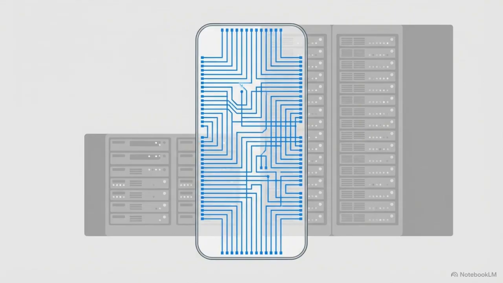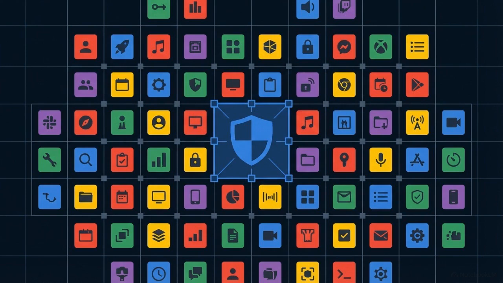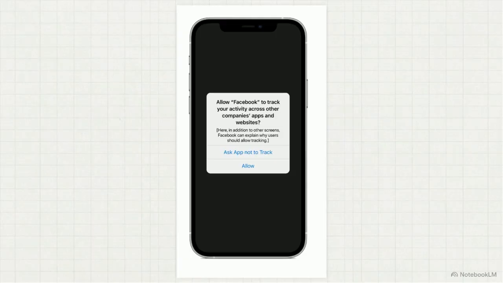By re-engineering the baseline architecture of the device, Apple severs the supply chain at its source, preventing user data from ever reaching the open market. To disrupt the monetization phase, Apple introduced App Tracking Transparency, or ATT. ATT requires apps to ask permission before tracking you across other companies' apps and websites.